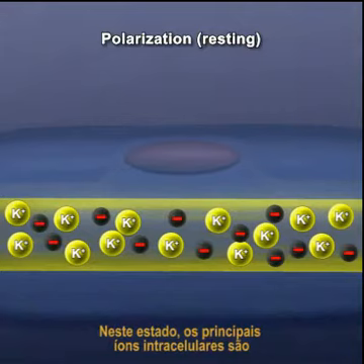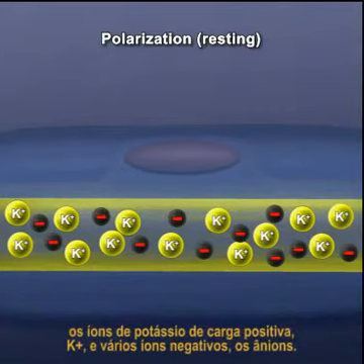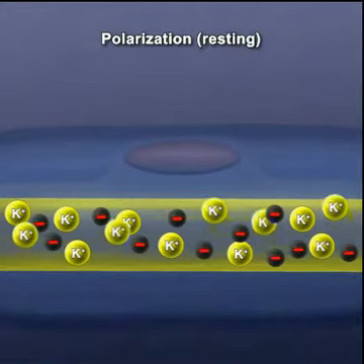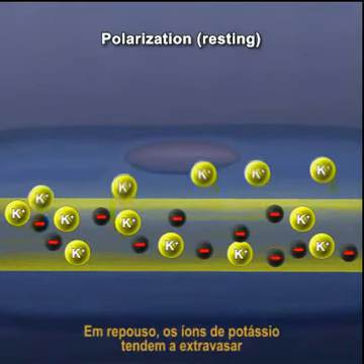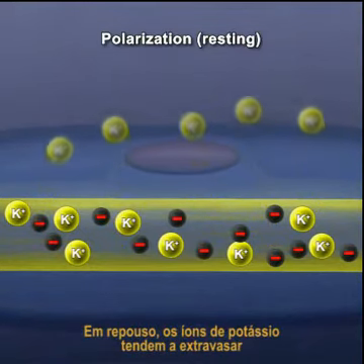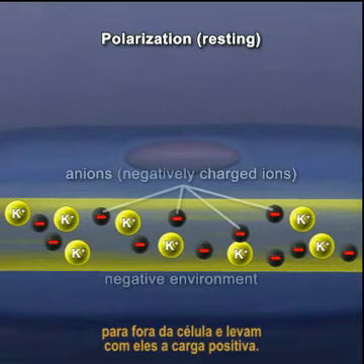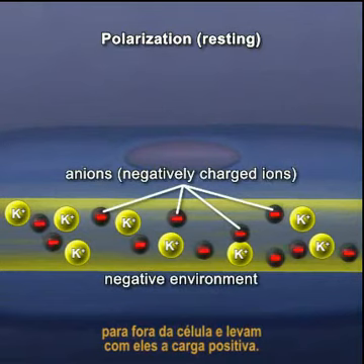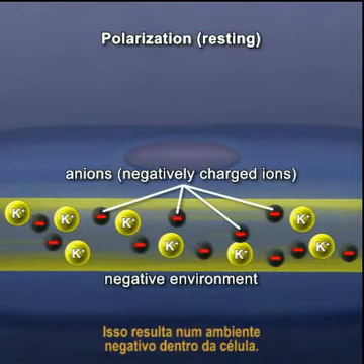In this state, the chief intracellular ions include the positively charged potassium ions, K+, and several negatively charged ions or anions. During the resting state, the potassium ions tend to leak out of the cell. When they do, they take the positive charge with them, resulting in a negative environment within the cell.